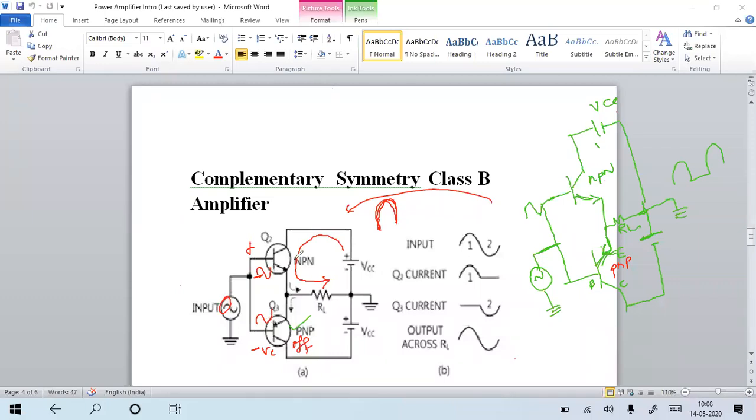negative signal to the PNP transistor, positive signal to the NPN transistor. Sorry, yes, both are positive signal in the first half cycle, entering the PNP as well as the NPN. Now the next cycle, what will happen? The negative cycle enters the NPN as well as the PNP.